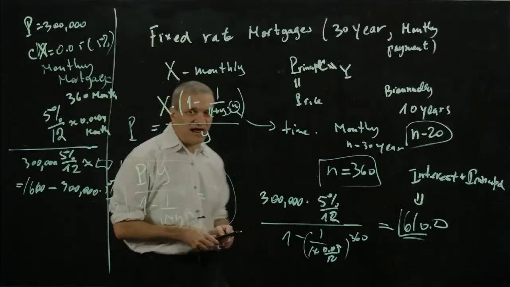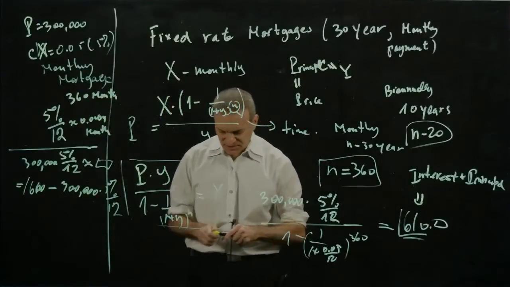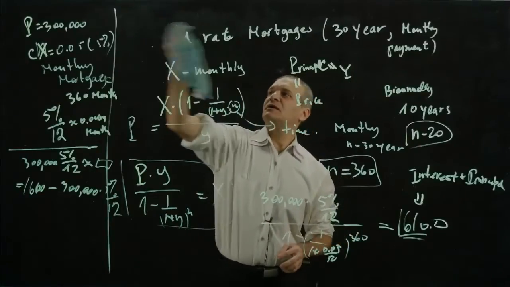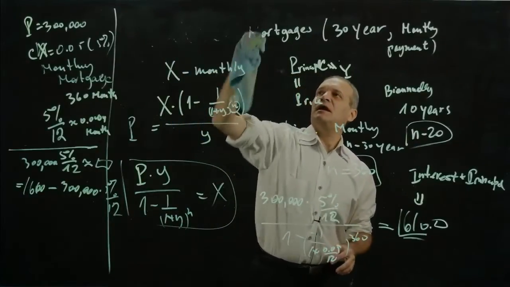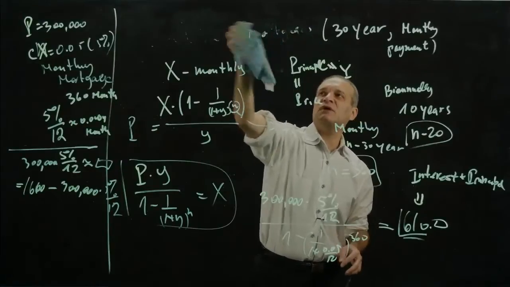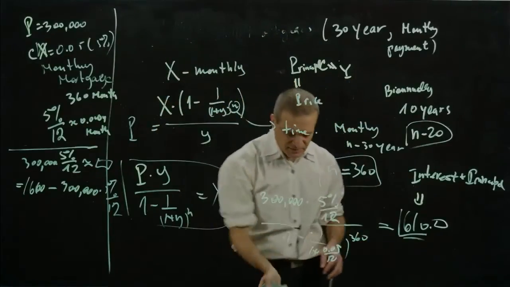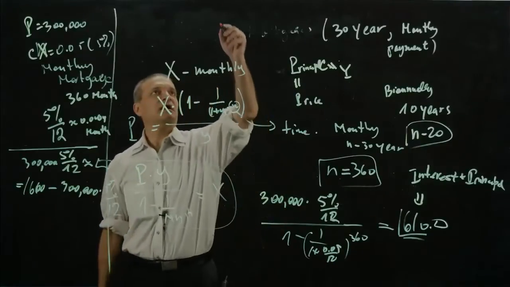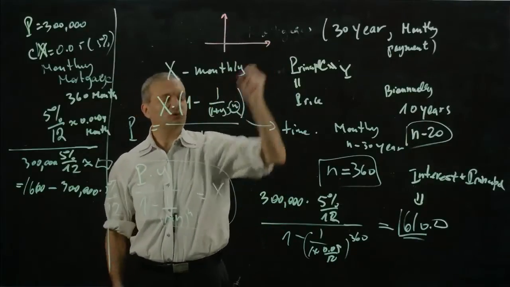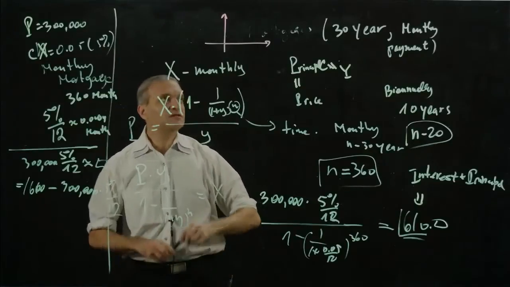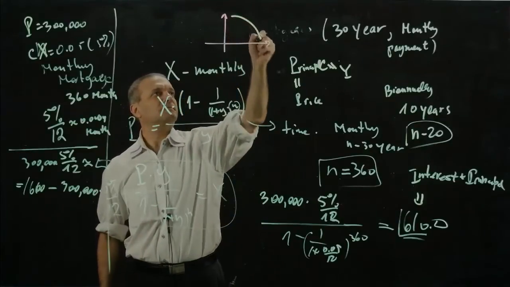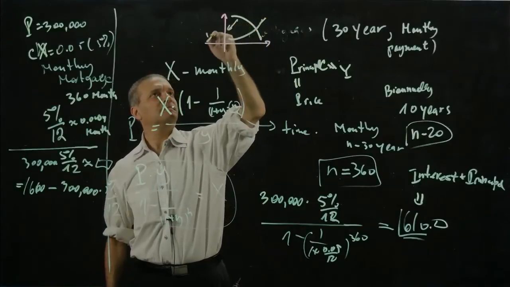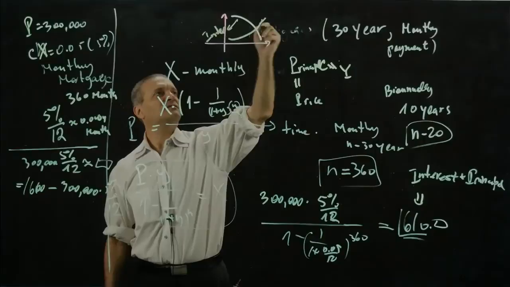Now, the graph is actually extremely interesting. With your permission, let me erase it here. The graph, which describes how much principal and how much interest you pay every month until the end of the mortgage, goes like this. So this is going to be your interest, and this is going to be your principal.